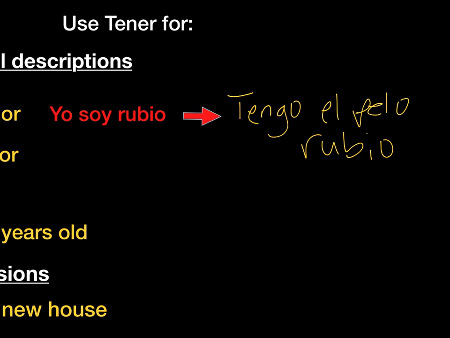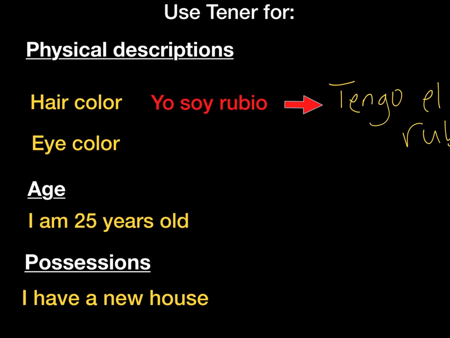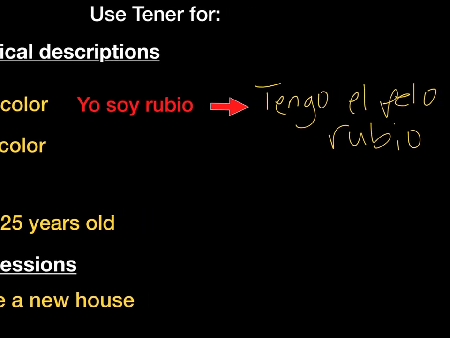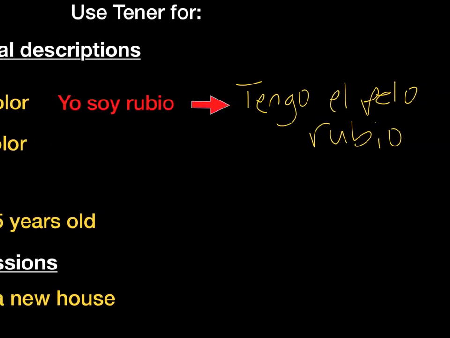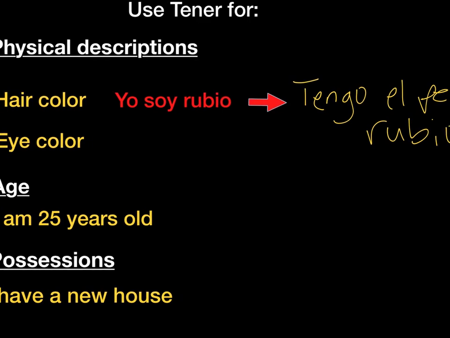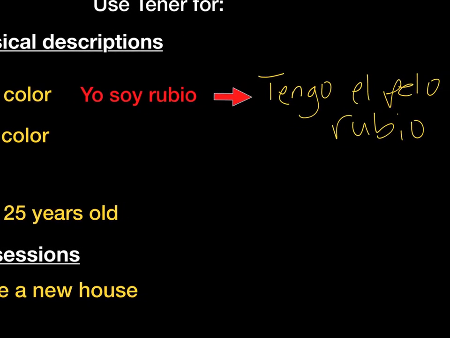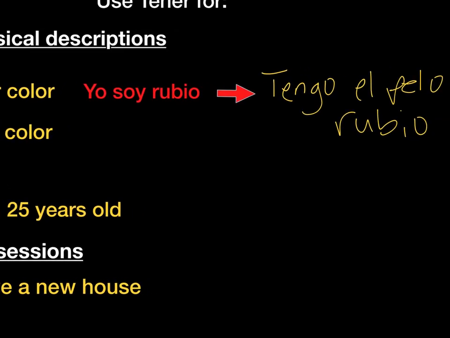So that is a little bit different. That's a different way of saying the same thing. Instead of what I am, blonde, you can say what hair color I have. Tengo el pelo rubio. And it actually sounds a little bit more Spanish, a little bit more fancy. Tengo el pelo rubio, soy rubio. There's more words there, so it makes you sound a little bit more fancy.